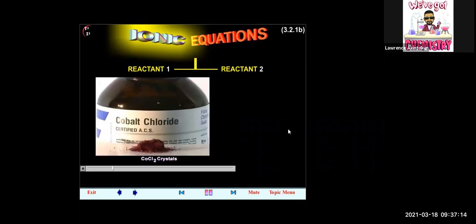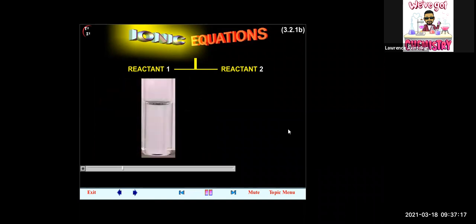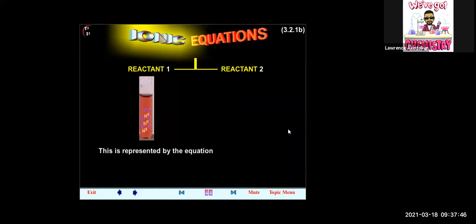Cobalt(II) chloride crystals added to water dissolve, giving cobalt(II) and chloride ions in solution. This is represented by the equation. This equation is called the ionic equation.